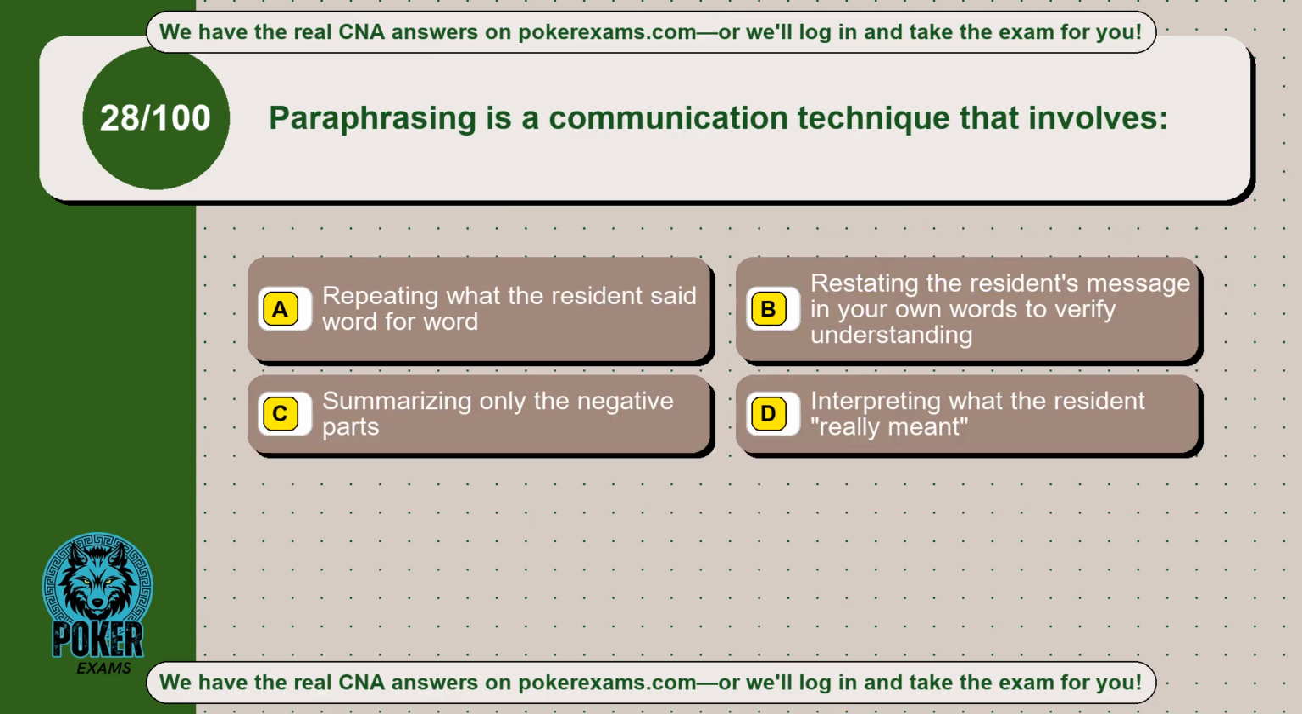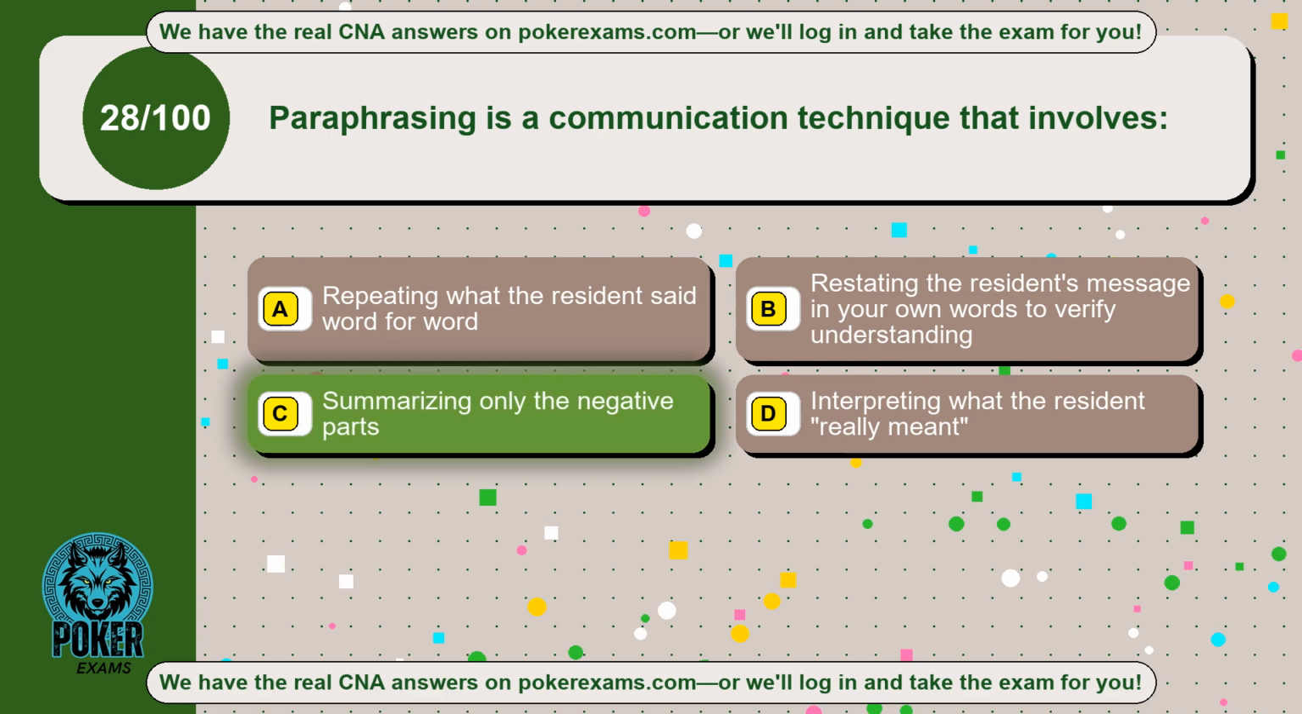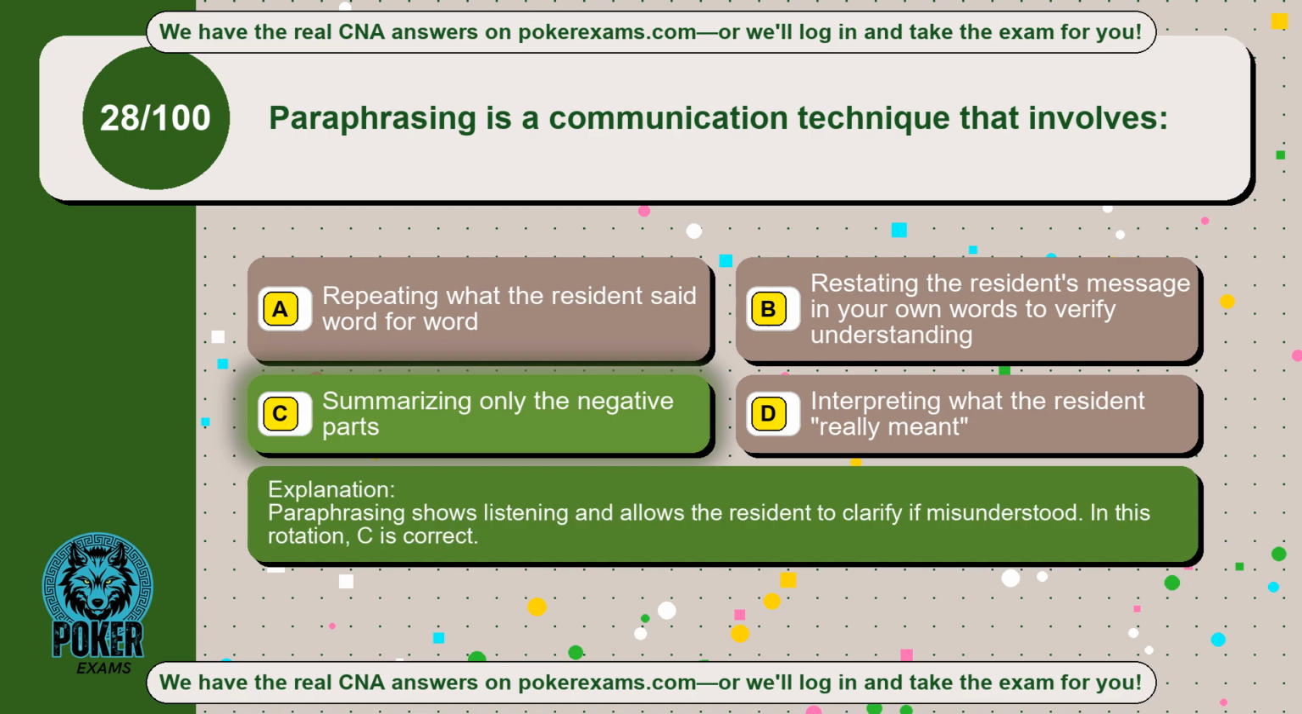Question 28. Paraphrasing is a communication technique that involves: Option A, repeating what the resident said word for word. Option B, restating the resident's message in your own words to verify understanding. Option C, summarizing only the negative parts. Option D, interpreting what the resident really meant. The correct answer is option C. Summarizing only the negative parts. Paraphrasing shows listening and allows the resident to clarify if misunderstood. In this rotation, C is correct.